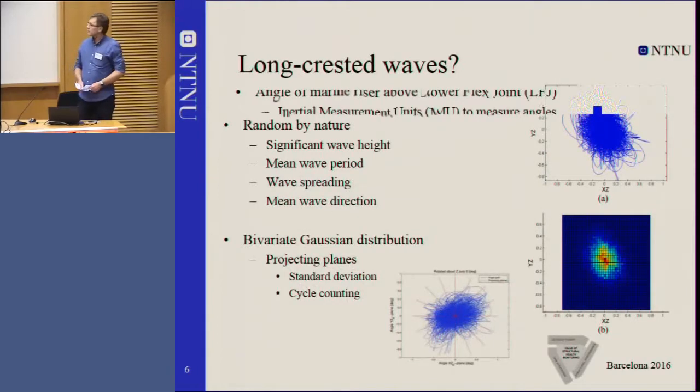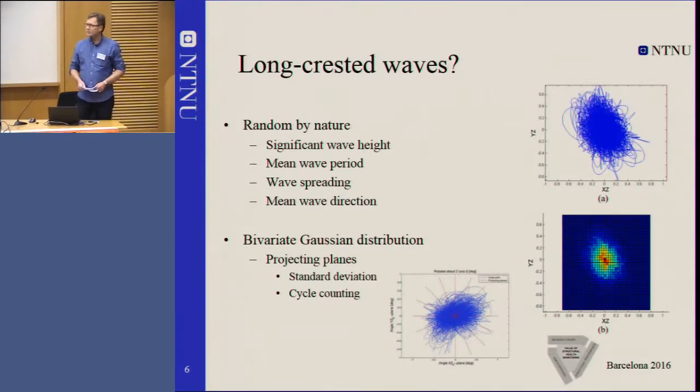So the question of long-crested waves, you can see from this measurement, it's shown on the upper right and the lower left. We have random motions of the vessel, and this will transfer to the motions, to the angles at the lower part of the riser. And you can see we have varying directions of the sea states. Also you have a random process along two axes, two angles. So you have a bivariate Gaussian process.